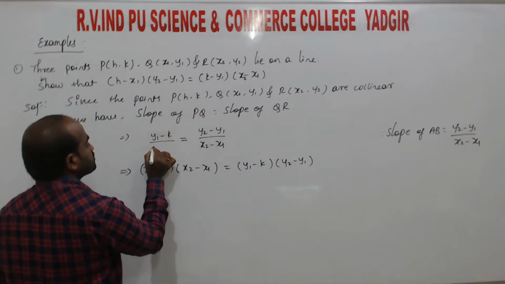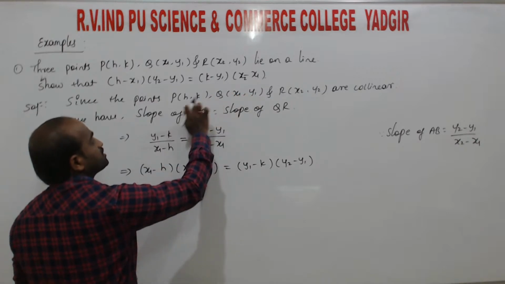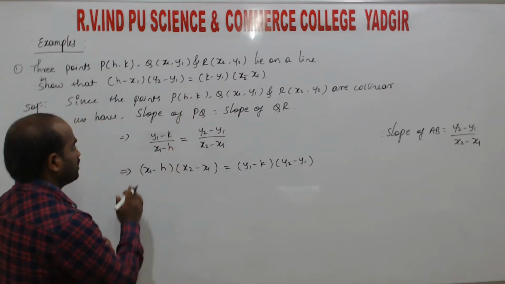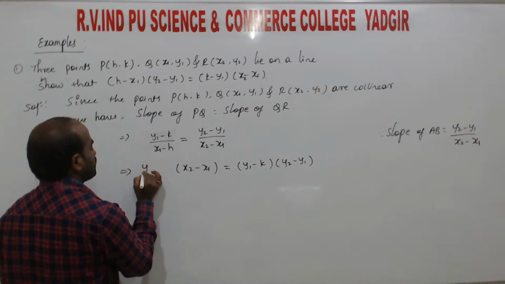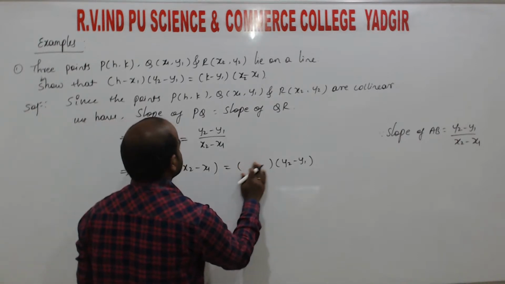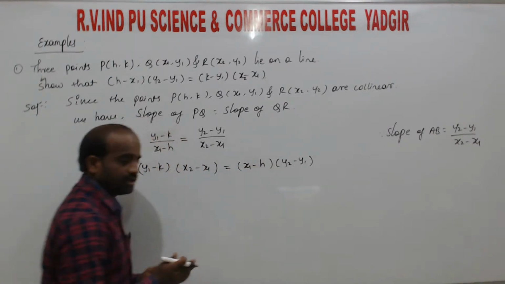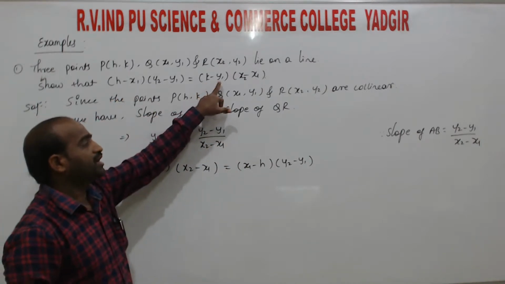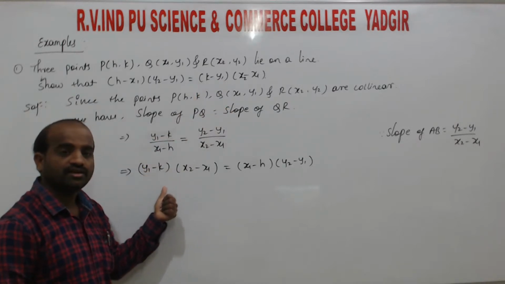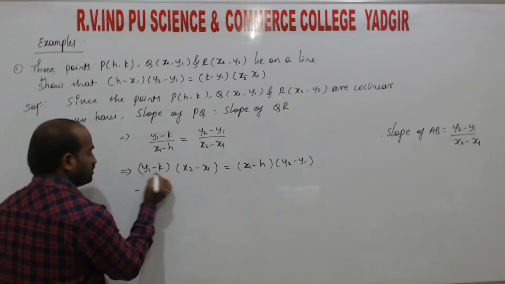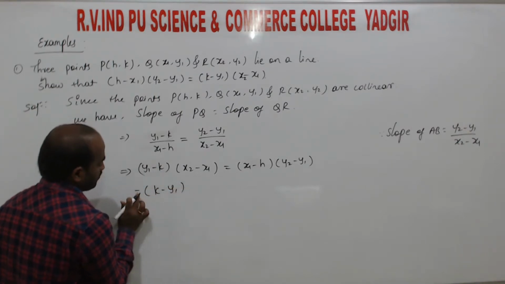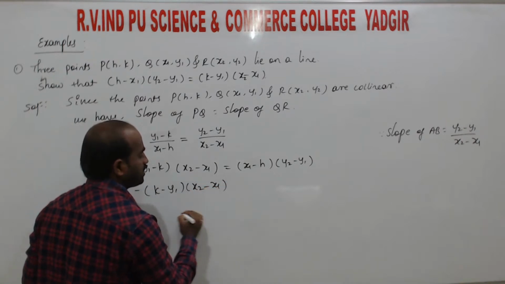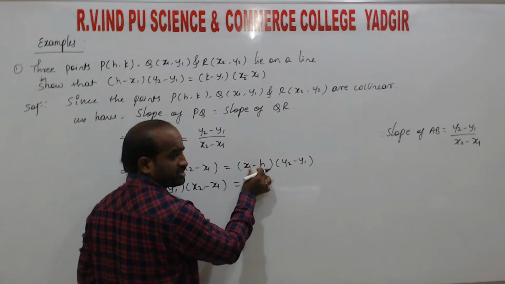Okay, we want h minus x1, but in this one it is x1 minus h. We want k minus y1, but in this equation it is y1 minus k. On both sides minus is common. So in this equation you get (k minus y1) and (h minus x1), with x2 minus x1 as it is. In this side also the minus is common.